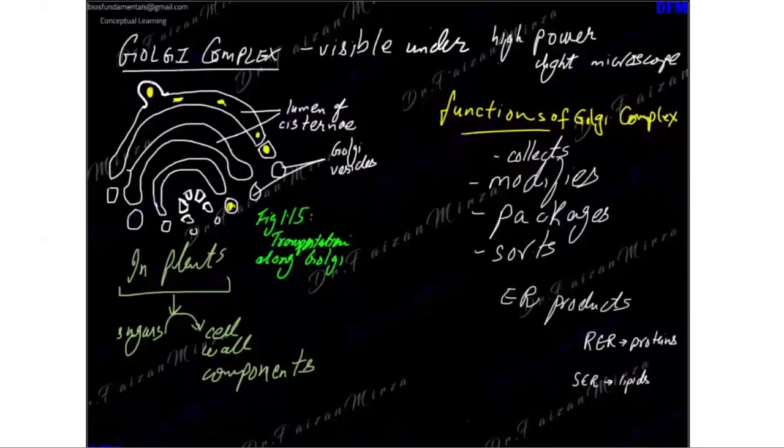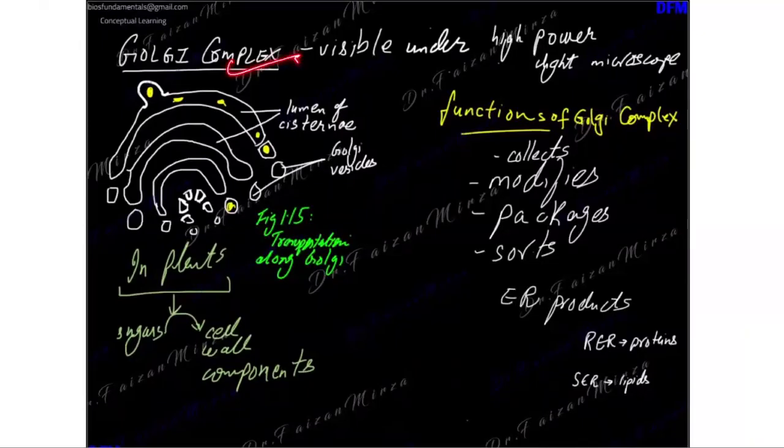What is the function of Golgi? Let's just recall, Golgi is visible under a high power light microscope. Yes, it is visible because it's larger than 200 nanometers, whereas rough and smooth ER are not visible. Ribosome is not visible in the light microscope. Nuclear pore is not visible. So you need to make a list of organelles and structures which are visible in the light microscope and those which are visible in the electron microscope.